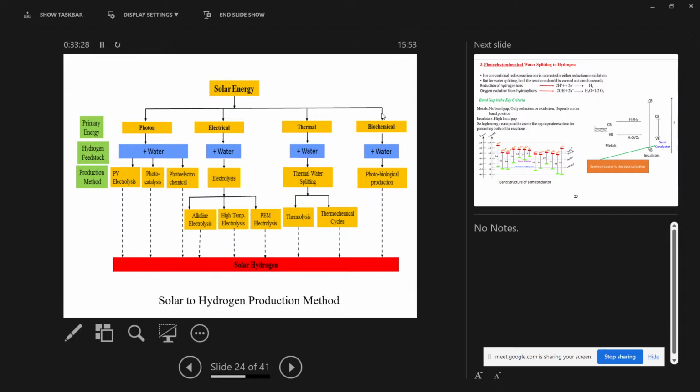For example, if we talk about the left-hand side, when the photon is added to water, we have three different types of process: PV electrolysis, photocatalysis, and the photoelectrochemical process. We will talk about that. When electrical energy is used on water through electrolysis, we have alkaline electrolysis, high temperature electrolysis, and PEM electrolysis. And with thermal and biochemical, we have different production processes.